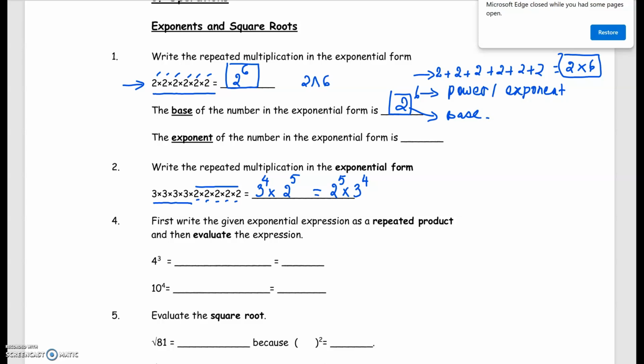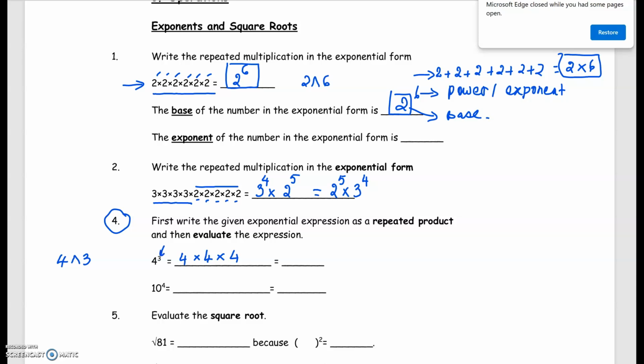Now, the next problem says first write the given exponential expression as a repeated product and then evaluate, which means calculate the expression. 4 to the 3rd power, 4 raised to the power of 3. 4 is the base and it's repeatedly multiplied with itself. It's repeated multiplication of 4 3 times.